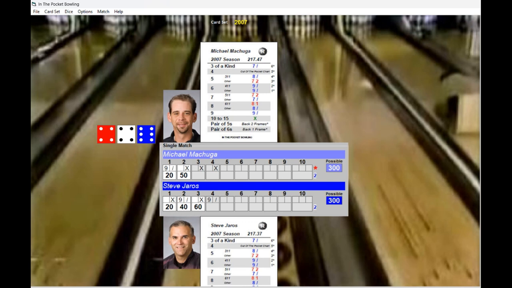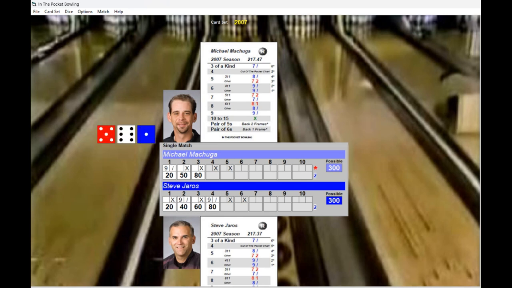Gobble, gobble. That's a turkey. Fifth frame. 4-5-3. That's 12. That's a strike. So he gets lucky on that one. Jarls throws a 4-3-6. That's a strike. So he does his job. Working off of the strike on 6. 2-6-2. That's a strike, right? Yep. That is a strike.